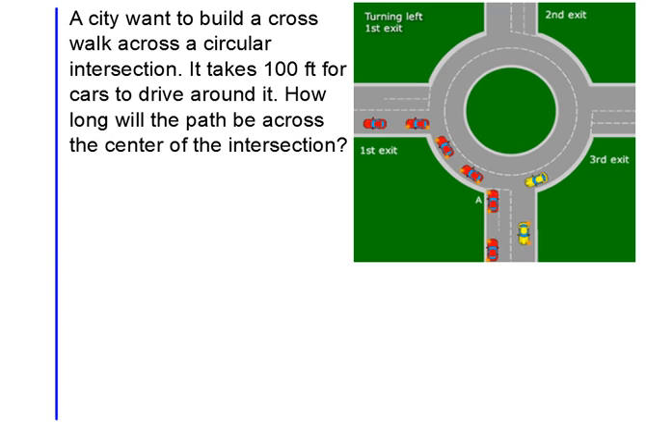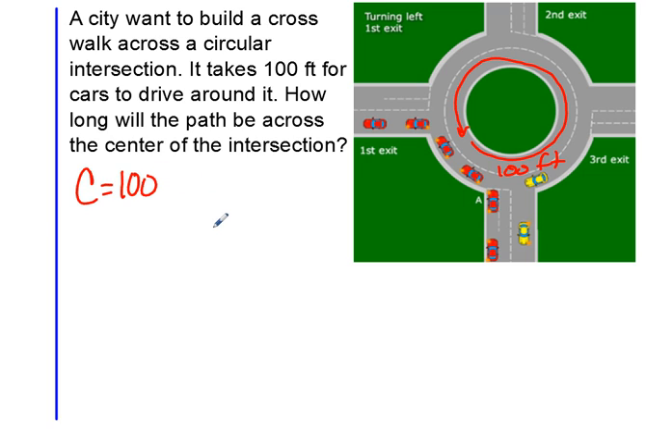Let's take a look at a more realistic, possible real-life application of these things. A city wants to build a crosswalk across a circular intersection. It takes 100 feet for the cars to drive around it. How long will the path be across the center of this intersection? So the cars are traveling around this circular intersection, and it's 100 feet going all the way around this intersection. Then this is the same thing as circumference. So my circumference is equal to 100.